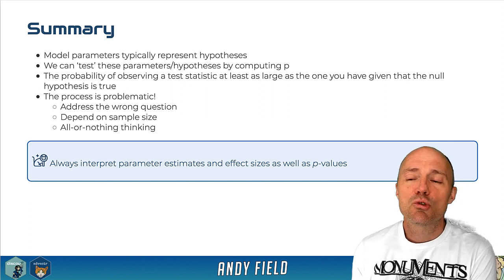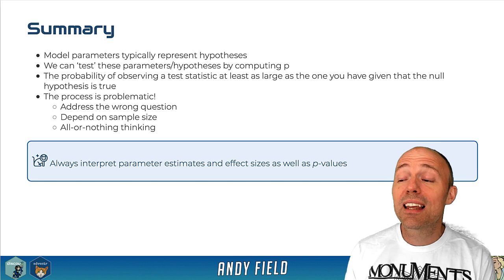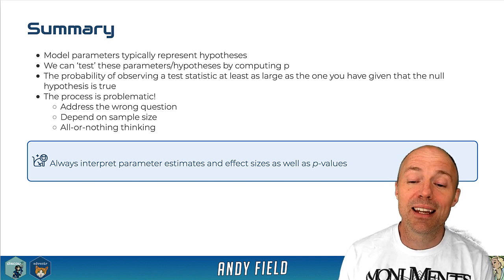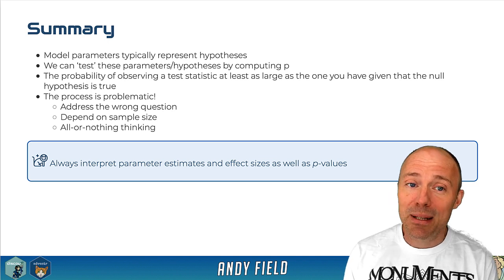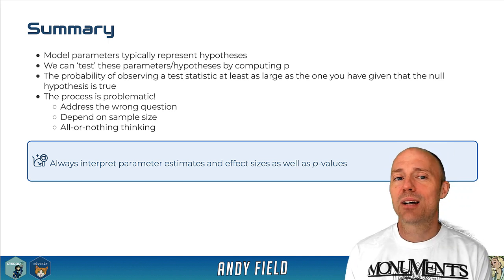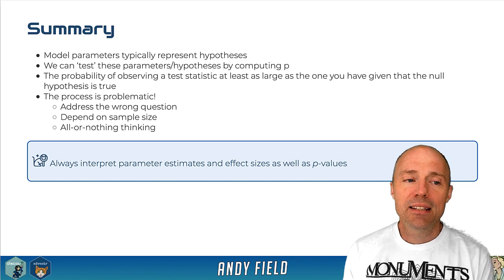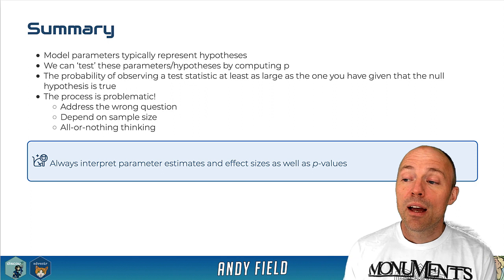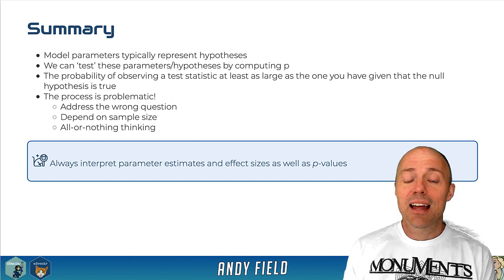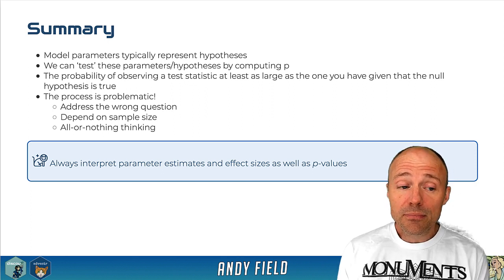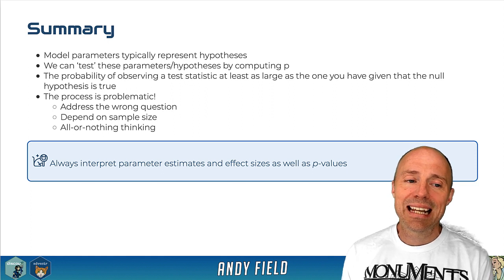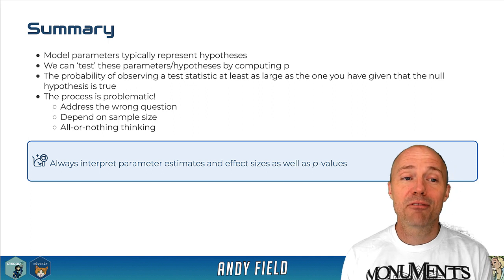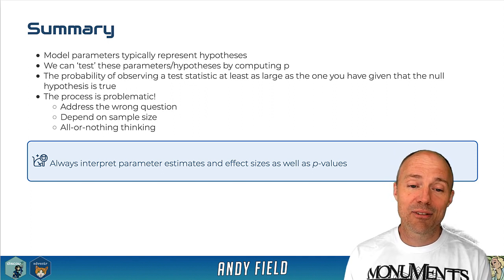So in a way, it addresses the wrong question, because I think most people probably actually want to know the probability of the effect being real in their particular sample. That's not what the p tells you. p's are dependent on sample size, and they do encourage all or nothing thinking. So although it's fine to use p-values and they can be useful, they should always be interpreted in the context of the sample size and in the context of the effects, the raw effect size or a standardized effect size.